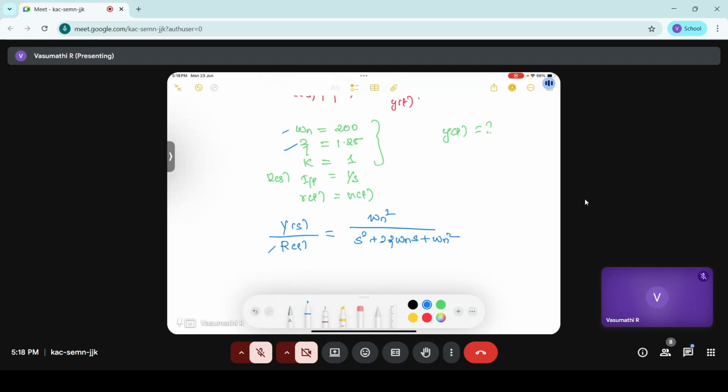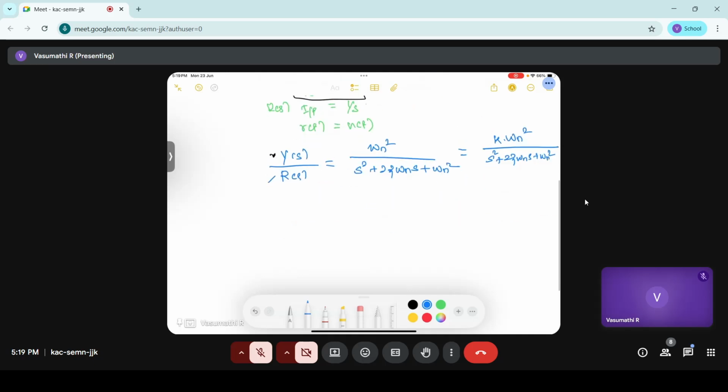R of s they have given, Y of s we have to find. Okay. Then one important thing here which is not in the standard form is the DC gain term. If the DC gain term has been given, we can redefine this as K into omega n square divided by s square plus 2 zeta omega n s plus omega n square. If the DC gain term is not given, we consider it to be 1. Here also it is 1, that's okay. We are going to rewrite it in terms of this.